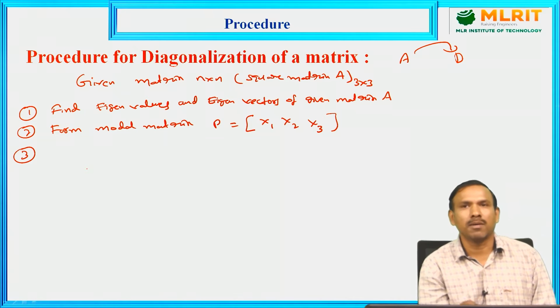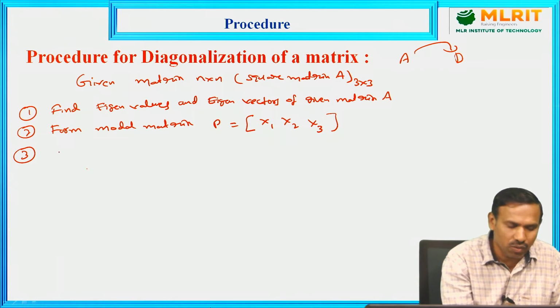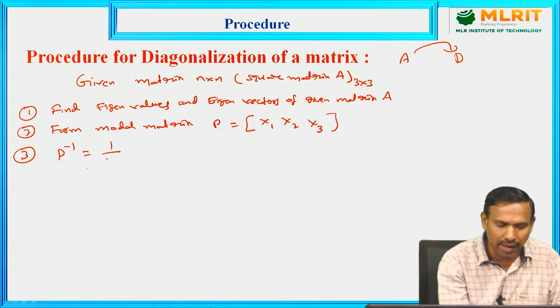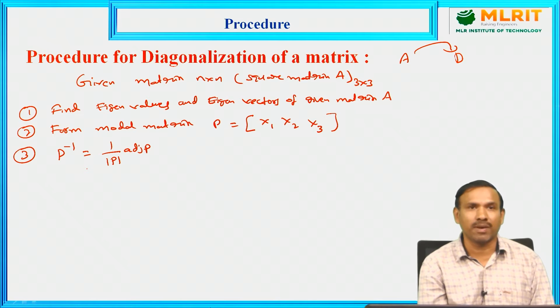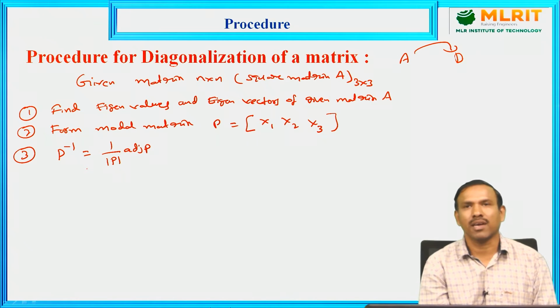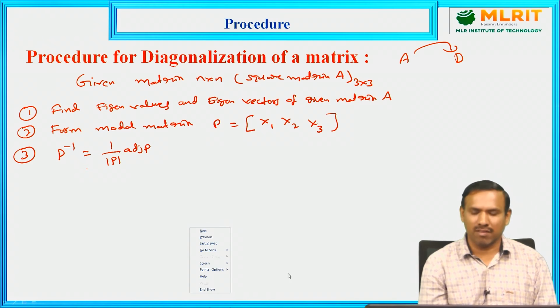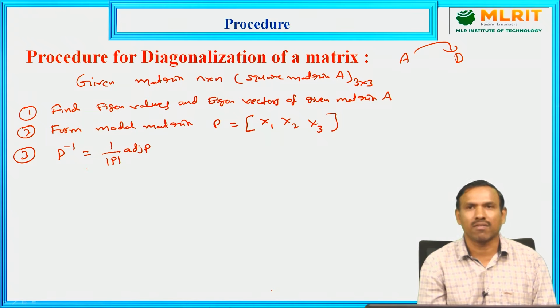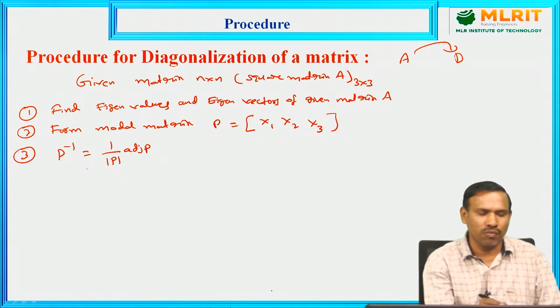Next, after getting the model matrix, for the diagonalization you find P inverse. What is the P inverse? 1 by det P into adjoint P. This is the formula for finding the inverse of a matrix. Since you have formed the model matrix, find the inverse using this formula, or using a scientific calculator we can find the inverse of a matrix. Take Mat A, enter the 3 by 3 values, and you can go for Mat A inverse. That can be done very easily in scientific calculators. Since students are allowed to use the scientific calculator, they can find the inverse of the matrix using it. So, we find P inverse.